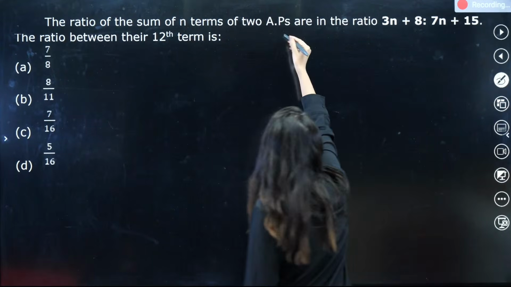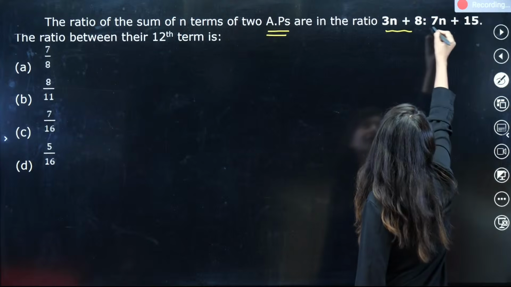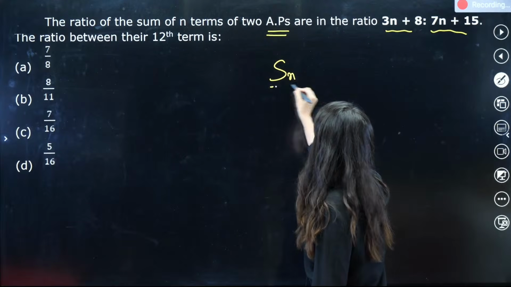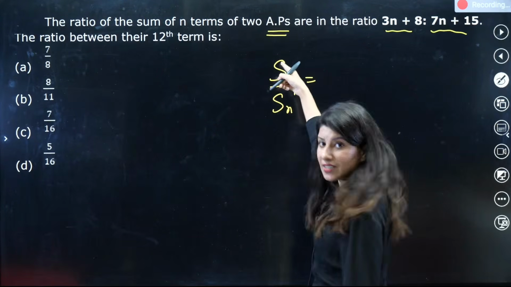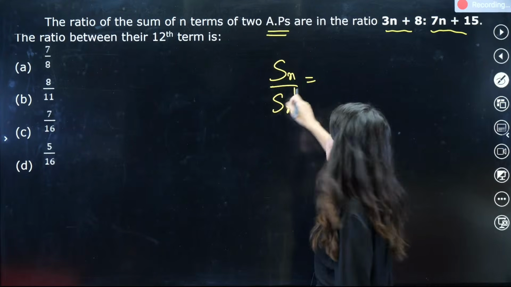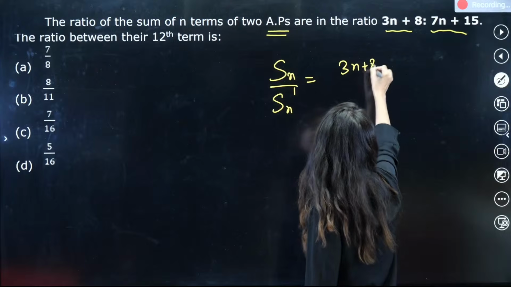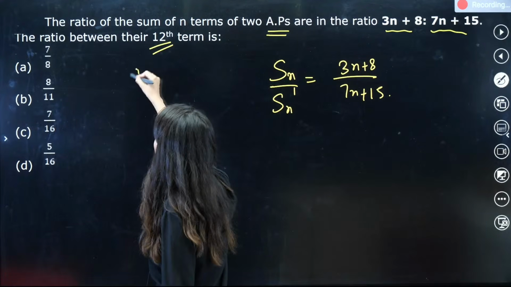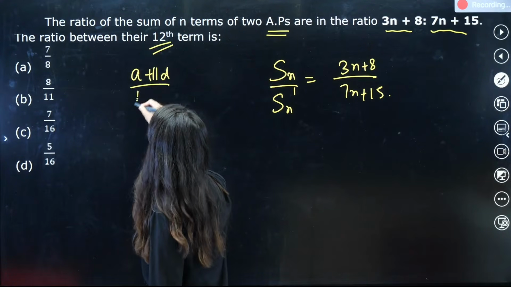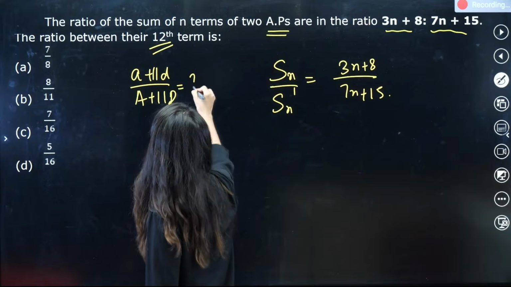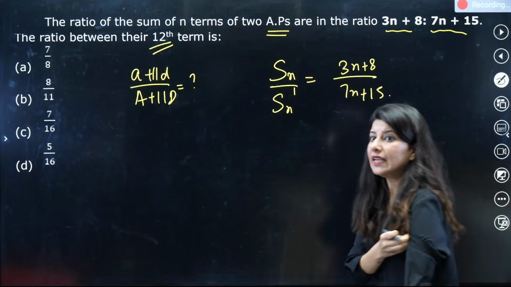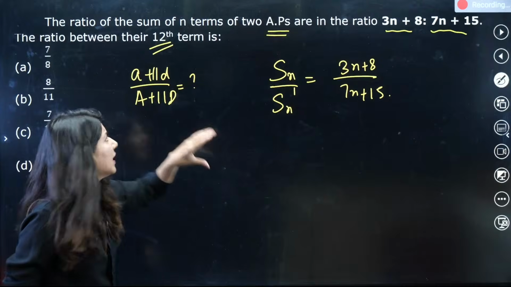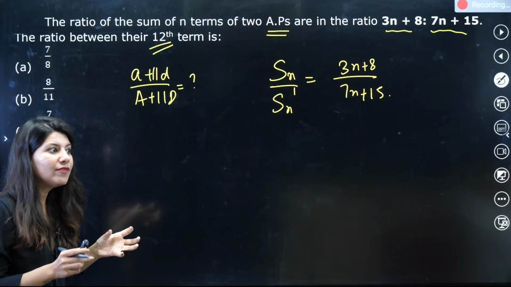The ratio of the sums of the terms of two APs is given as this and this. So what they are saying is there are two APs, sum of n terms upon sum of n terms dash. The first series sum upon the second series sum is 3n plus 8 upon 7n plus 15, and what you are looking for is the ratio between their 12th terms. That means a plus 11d and capital A plus 11d. Now with the help of one equation, we won't be able to get A and D both. So for that we have to do something extra.